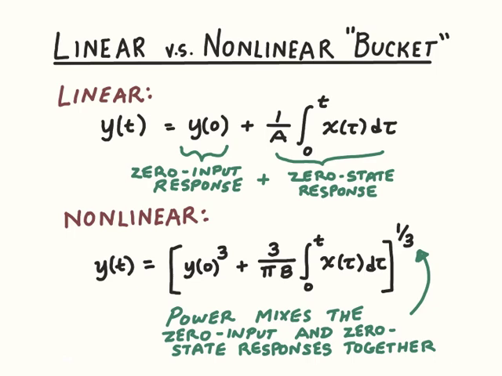For the nonlinear system, you note that we do not have this separation. The 1/3 power mixes the 0 input and 0 state responses together. They can't be separated into a superposition relationship.